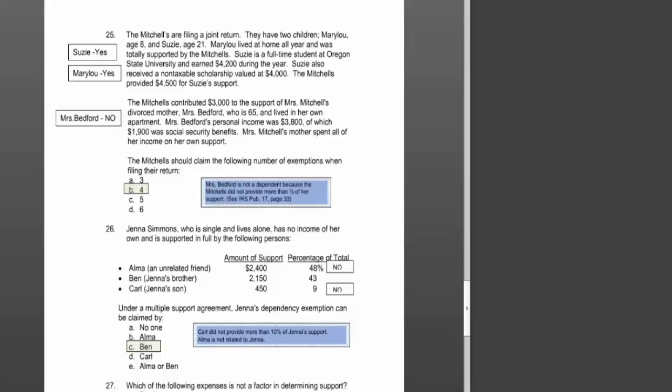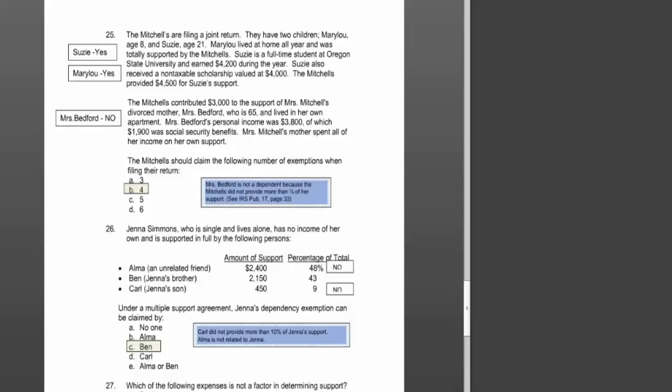On Susie, she's age 21, so we can still look at her to meet the qualifying child requirements. We're told that she's a full-time student, so she meets that. And we don't have to look at her earned income during the year because she's under the age of 24 and a full-time student. We've also been told that she receives a non-taxable scholarship, so either way that would not come into play as far as a gross income test is concerned.